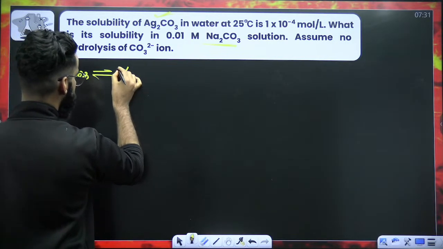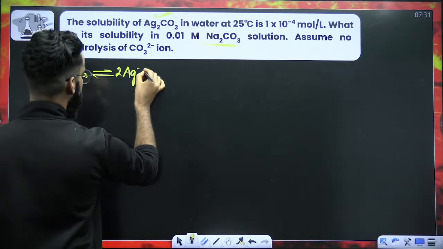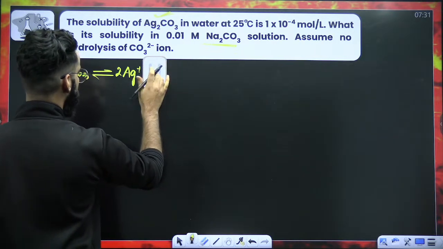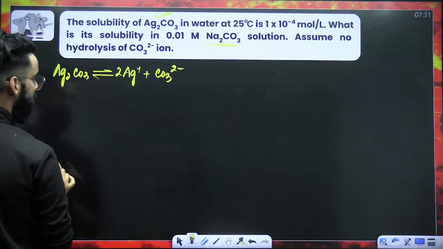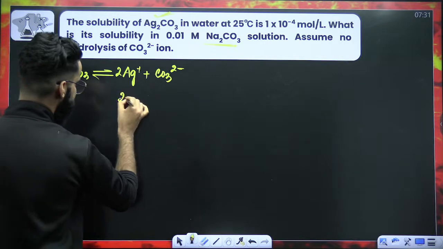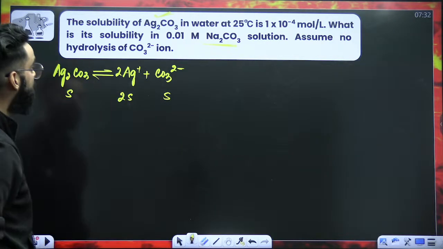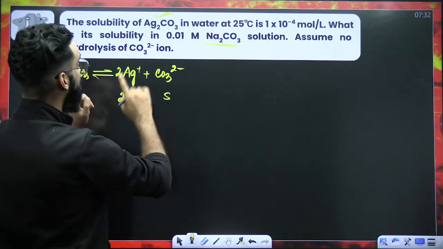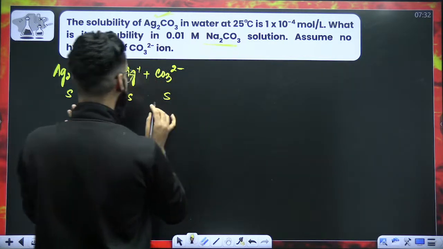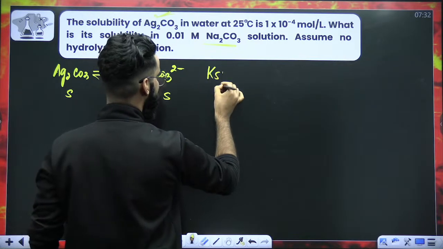It will undergo dissociation as 2 times Ag positive plus CO3 di negative, right? Let's assume its solubility is S. This has to be 2S. This has to be S. Now, as per the question, the solubility of Ag2CO3 in water is given. So S value is given. So try to get the KSP value first.